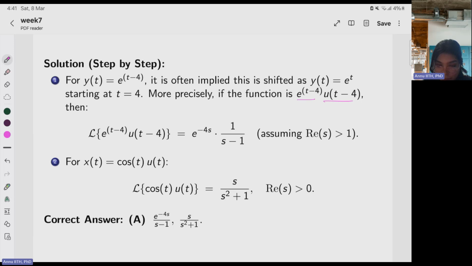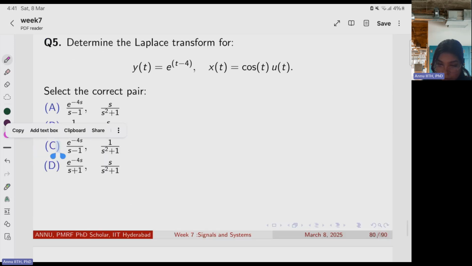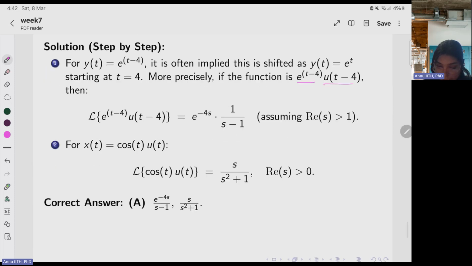So yeah, I think I haven't written properly. It should be u(t-4) because I have to tally with the options. So it is u(t-4) e^(-4s) divided by 1 upon s minus 1. Why? Because e^(t-4) is simply giving e^(-4s), but e^t is giving 1 upon s minus 1.